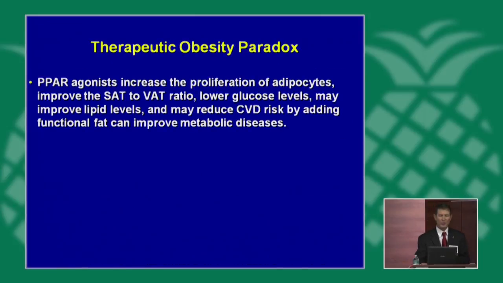There's also the therapeutic obesity paradox. PPAR agonists, the TZDs like pioglitazone. We've known for years that these drugs cause patients to gain weight. Why do they cause patients to gain weight? Because they improve adipogenesis in individuals that are at increased risk for cardiometabolic disease. So that's not a bad thing. People don't like weight gain, but actually that's how they work. And so they improve the subcutaneous to visceral adipose tissue ratio and thereby lower glucose levels and improve cardiometabolic risk.